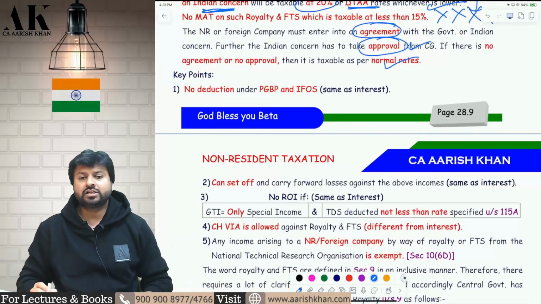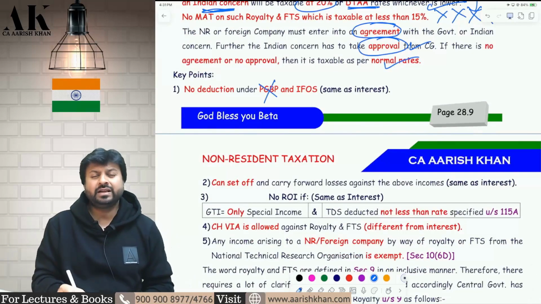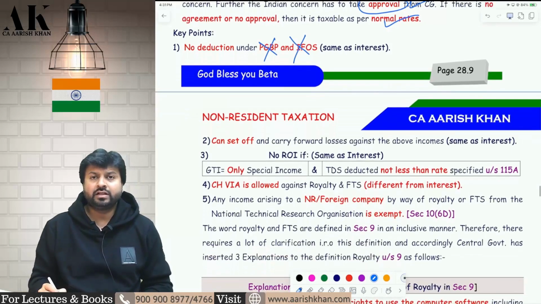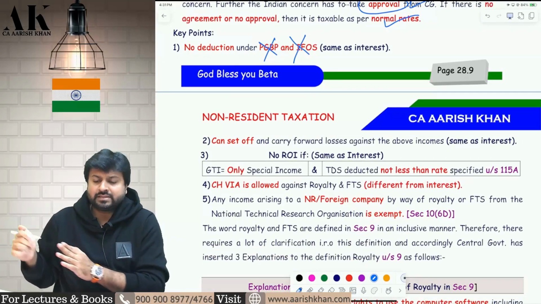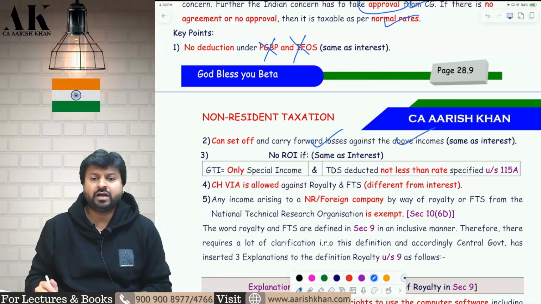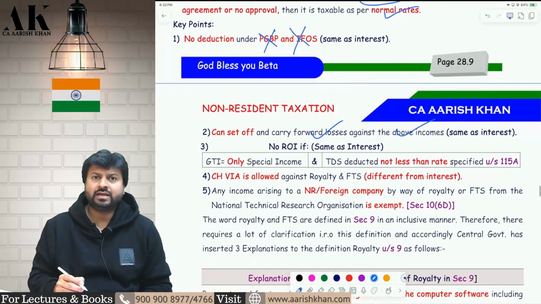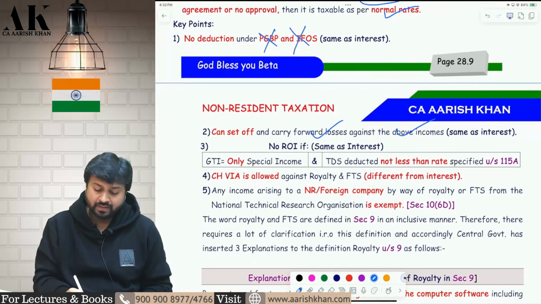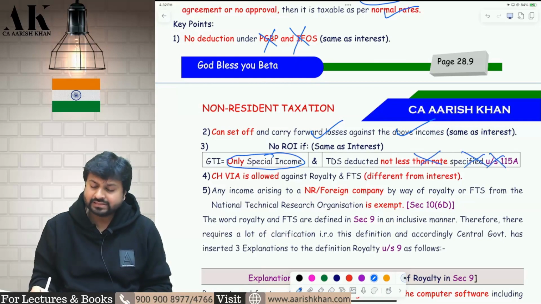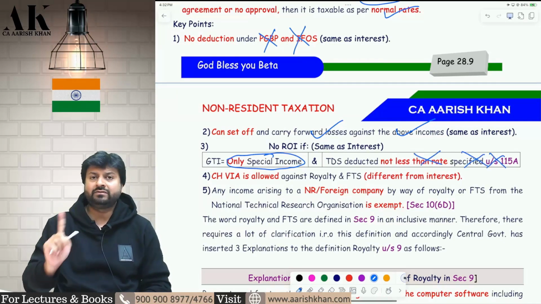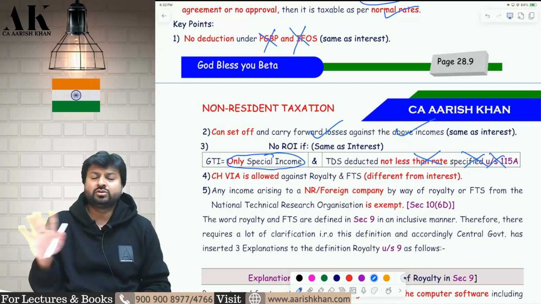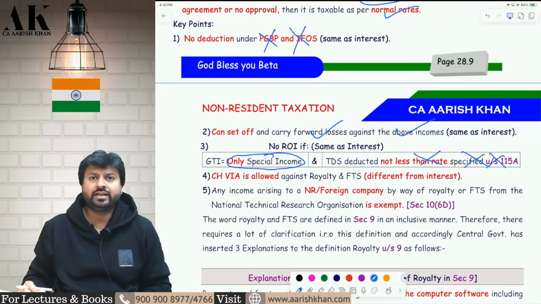Now, which deductions will I be allowed? No PGBP deductions will be allowed against this. No IFOS deductions will be allowed against this. Will I be allowed carry forward and set off of losses? Yes, if you have some other businesses, you can set off that loss against the income of royalty and FTS covered under 115A. Am I supposed to file the ROI? Again, same condition. If you have only earned this income and your tax is deducted at a rate not less than the 115A rate, that is, if the tax is deducted as per 20% of this section, then there is no need to file any kind of ROI.